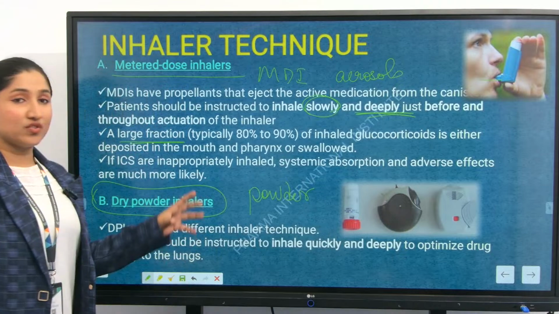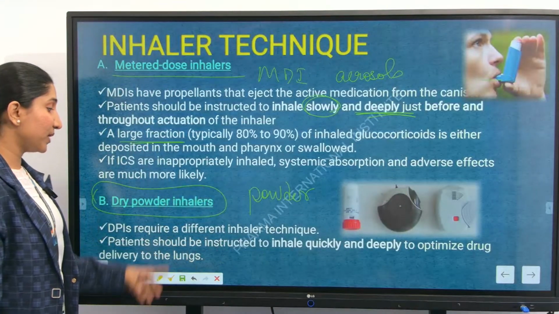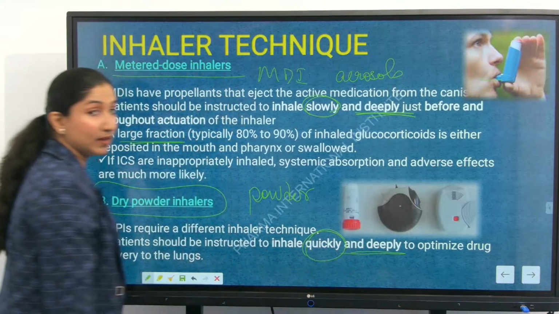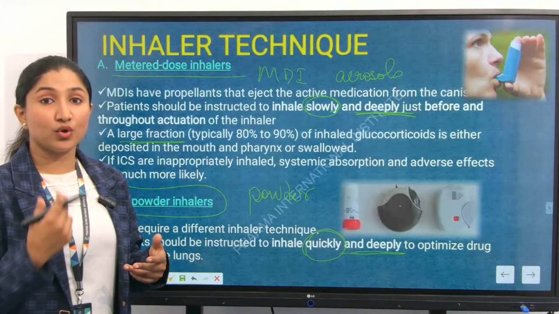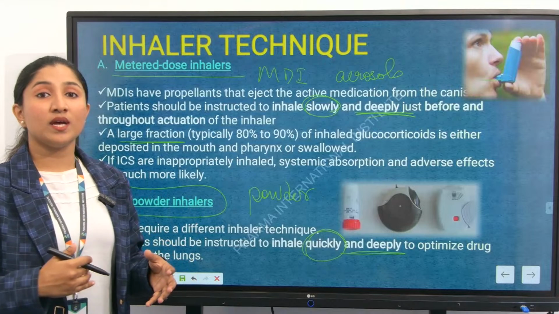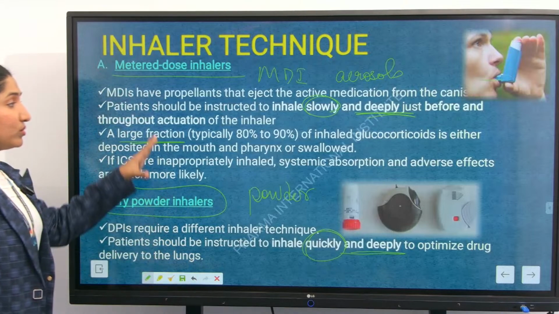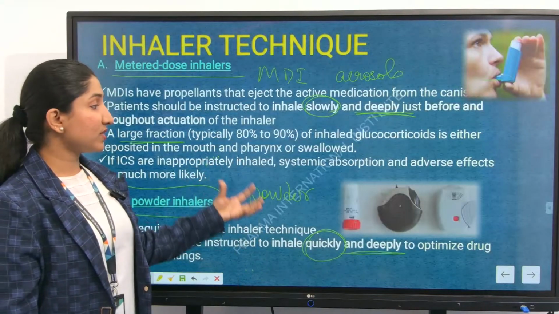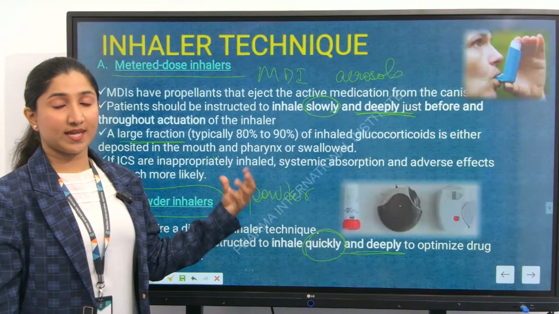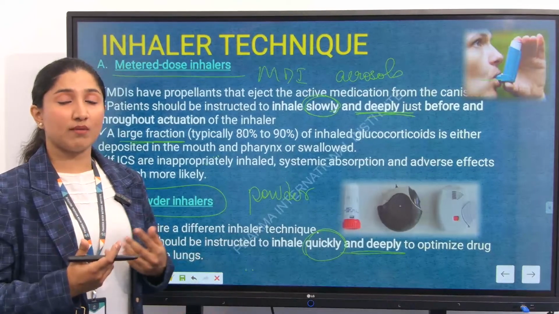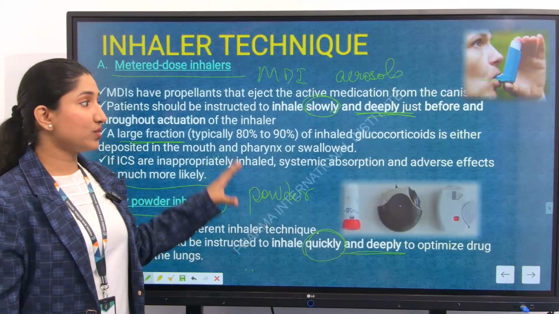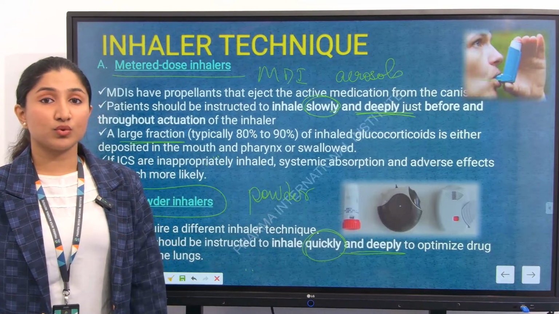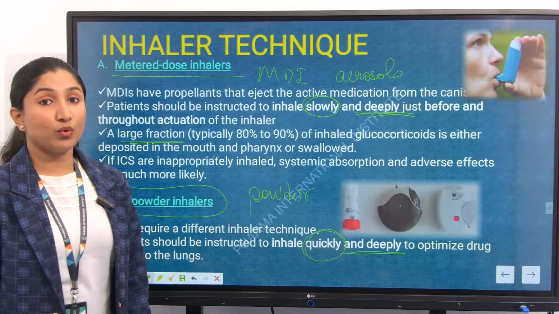Now, because these agents are in the powder form, you have to inhale them quickly and deeply so that none of the powder sticks in your mouth, but all of the powder gets into your respiratory tract. In both cases, with metered dose inhalers as well as aerosols, if the drug is a corticosteroid, it's essential that we rinse our mouth and spit out after using these inhalers, because deposition of these corticosteroids on the mucosal lining can cause what? Development of oral candidiasis.